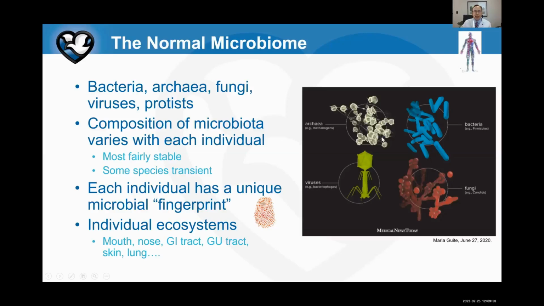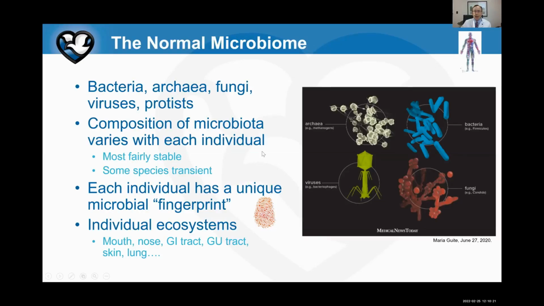There's an ancient group of bacteria that are unicellular called archaea. When this overgrows in our small intestine, it produces methane and constipation. There's fungi. In fact, any given individual may be carrying up to 60 fungi at any point in time, and then the so-called protists.